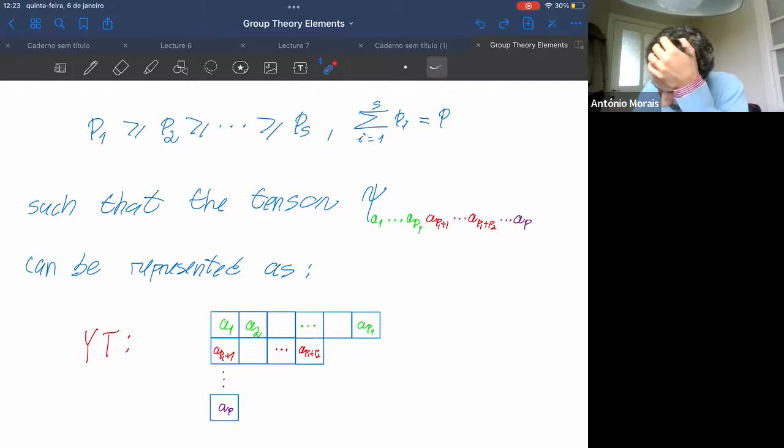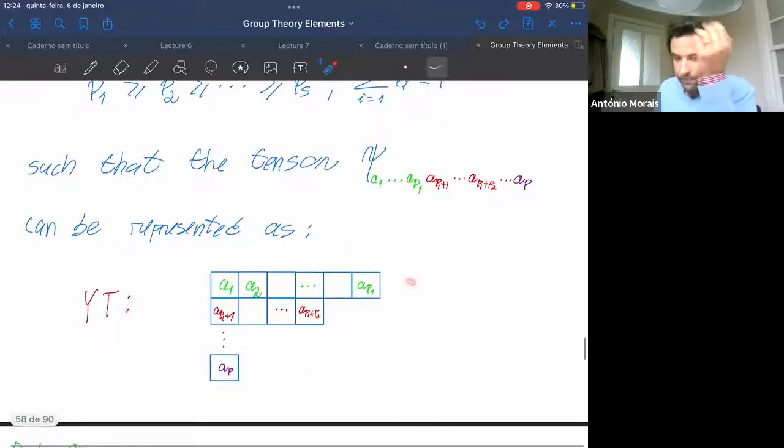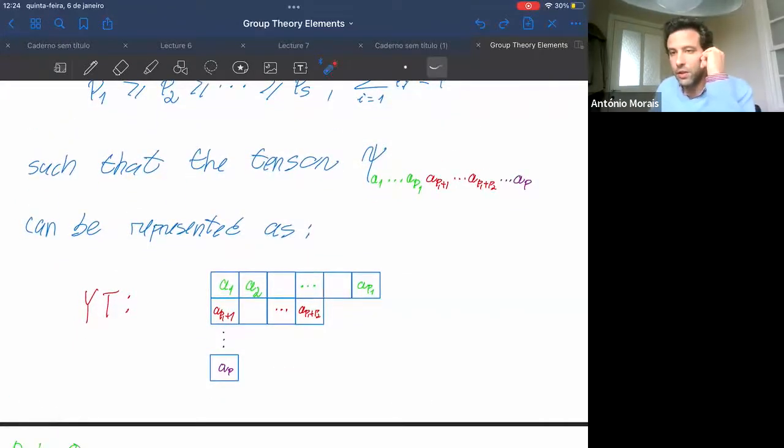I will put here AP. I will still keep the dots just in case we have a different generalization of it. But this Young Tableau, what does it mean? Basically, in the first line, I will introduce these rules. They will show up organized below.